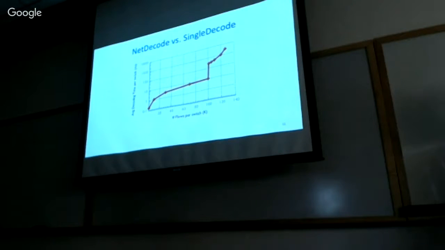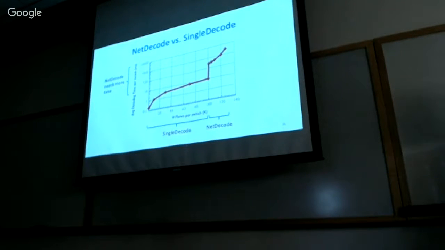We also evaluated the improvement of network-wide decode over single decode. The x-axis is the number of flows per switch, and the y-axis is the average decoding time per switch. We configure the memory so that we can single decode 100K flows. When the number of flows goes beyond 100K, we need to use the network-wide decode, which can help decode 26% more flows, with the cost of longer decoding time.